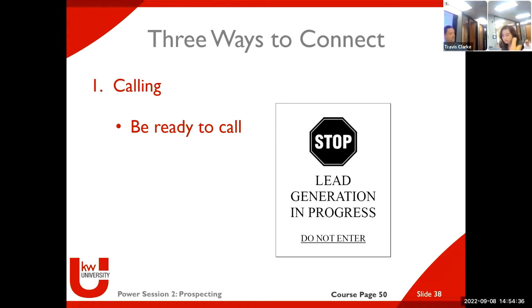Be ready to call. We talked about this in one of the PC classes, but if you have your lead generation time and it's blocked, whether it's at home or in the office, this sign here that says lead generation in progress, get yourself one printed out and put it on your door. Tell your husband or your wife or your kids that this is what you're doing at these set times and you need to focus on it. Okay, because you don't want to get halfway through and then get kind of bogged down with it.